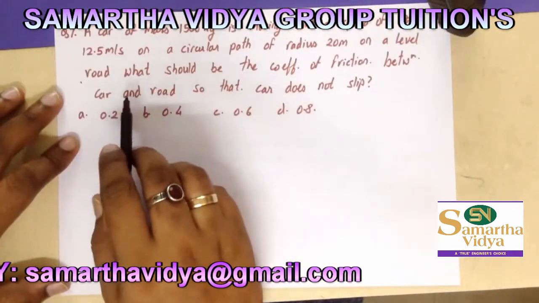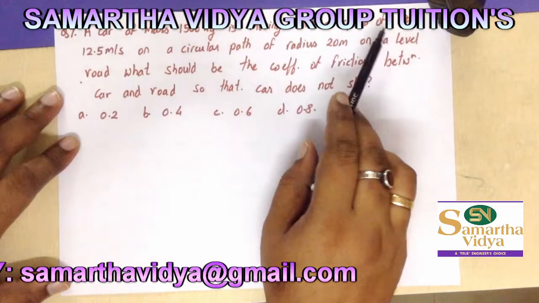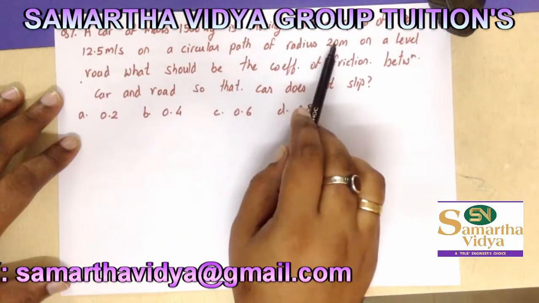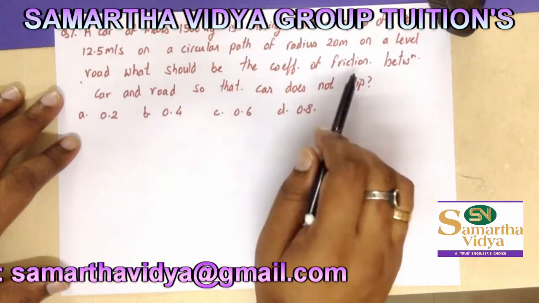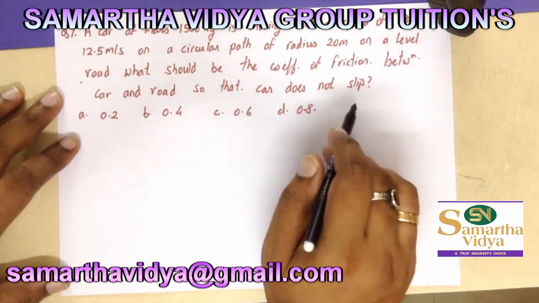Moving ahead with the seventh question. A car of mass 1500 kg is moving with a speed of 12.5 meter per second on a circular path of radius 20 meters on a level road. What should be the coefficient of friction between the car and the road so that the car does not slip?